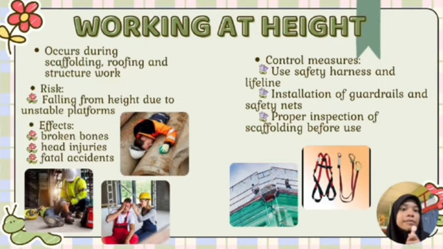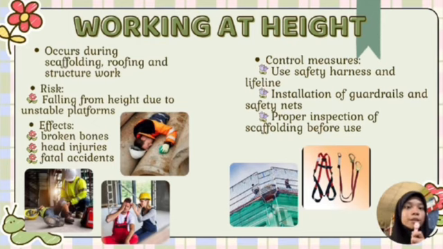The core danger is falling from height, and that risk goes up sharply when platforms are unstable, scaffolding is poorly assembled, or guardrails are missing or damaged. The consequences of a fall from height are rarely minor. We're talking about broken bones, head injuries, and in the worst cases, fatal accidents. Even when a fall isn't fatal, it can mean months of recovery, lost income for the worker's family, and serious delay and cost for the project. This is exactly why height work is treated as a high priority hazard in construction safety planning.